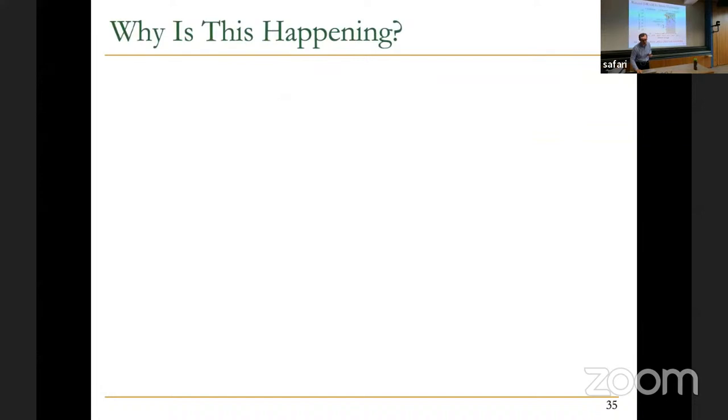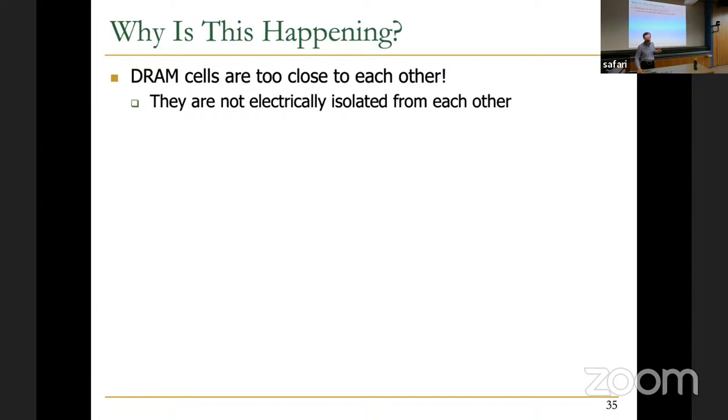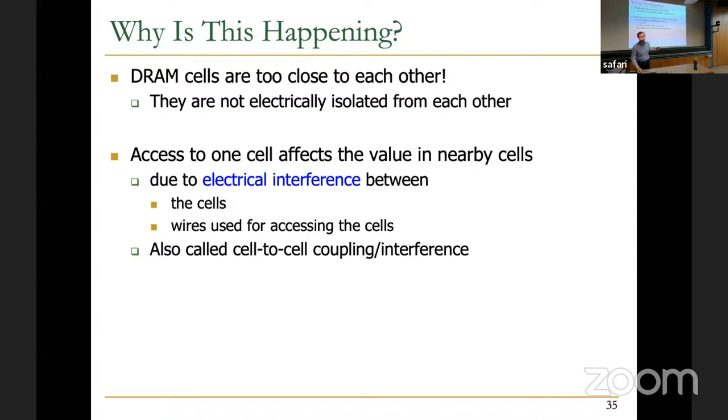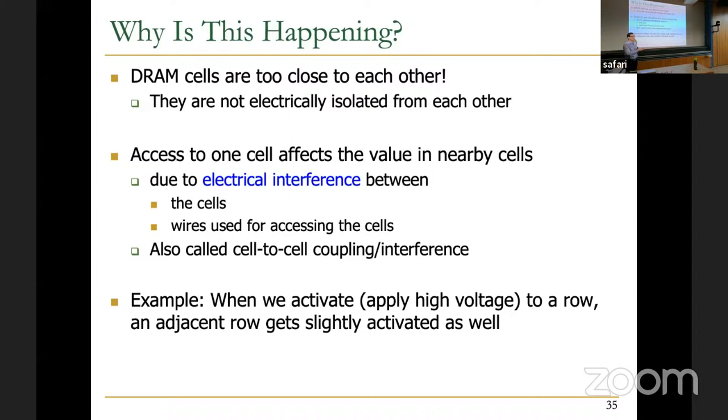So why is this happening? I think I kind of gave you the idea. The cells are not electrically isolated from each other. Access to one cell affects the value of nearby cells due to electrical interference between the cells as well as the wires used for accessing the cells. This is also called cell-to-cell coupling and interference. And again, I'm going to draw the abstraction level over here. There are a bunch of device level things that we can potentially discuss, but we're not going to discuss them in this course. But you can read some of the papers that I'm going to mention, at least a survey paper that we wrote that mentions some of those device level studies.